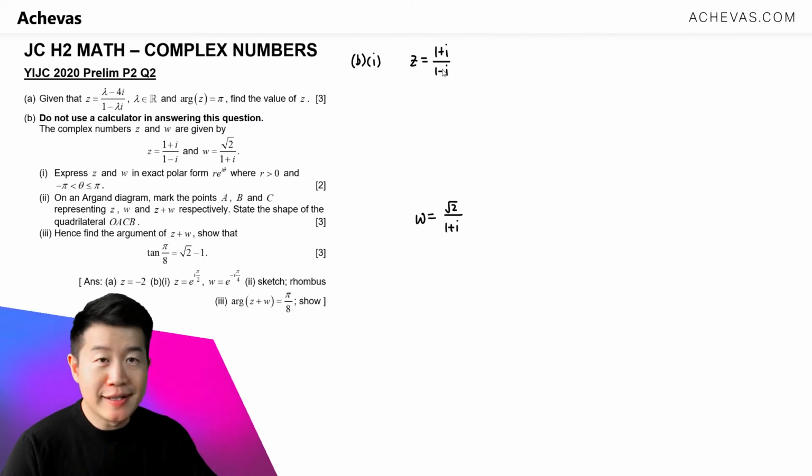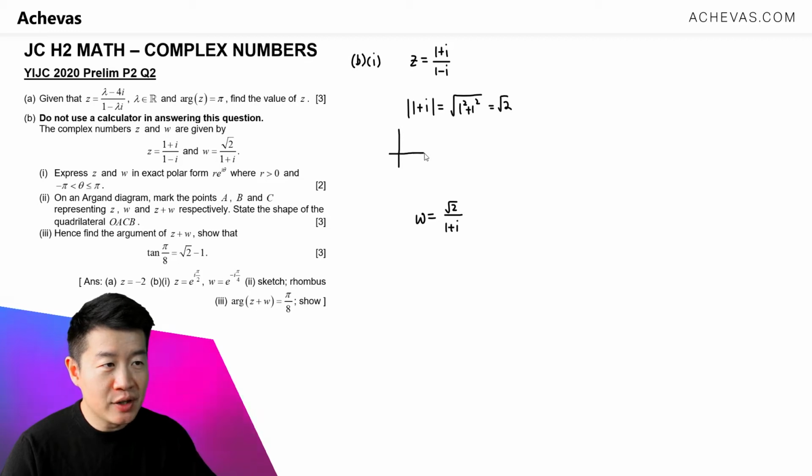To re-express z into the polar form, let's first try to re-express the numerator 1 plus i into its polar form. So the modulus of this is going to be square root of 1 squared plus 1 squared, which is going to be square root of 2. Let's try to find the argument of 1 plus i. If I were to sketch a representation of 1 plus i on an Argand diagram, it is going to be represented by a point here, 1, 1. So here is 1, here is 1.